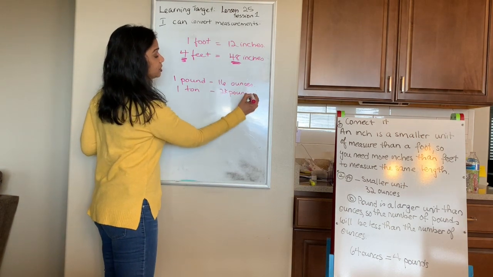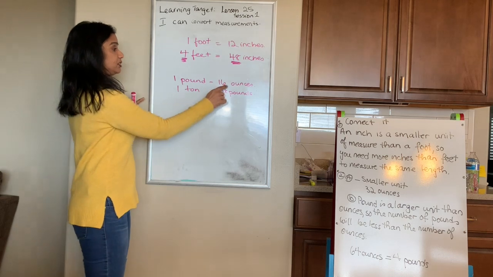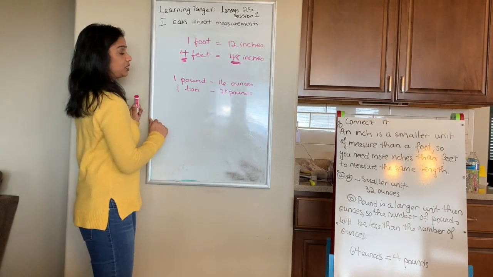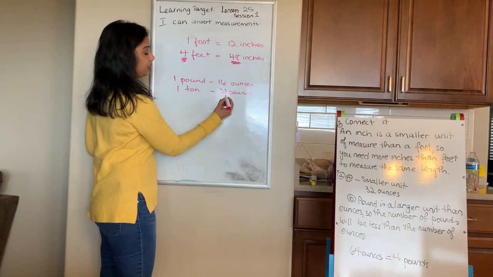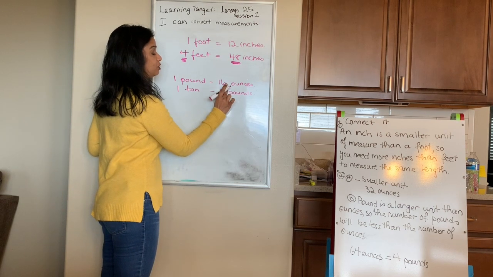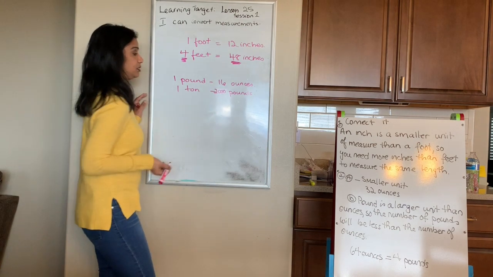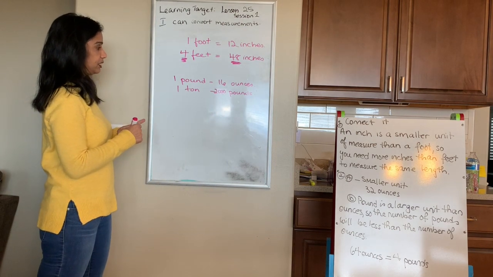I should say 2,000 pounds, right? 1 pound, 16 ounces, 1 ton is 2,000 pounds. And sorry, I am assuming you guys know what that K means. That K usually means 1,000, but I'll write out 2,000 pounds. Got it? Nice.